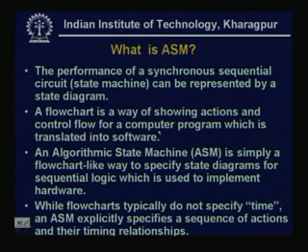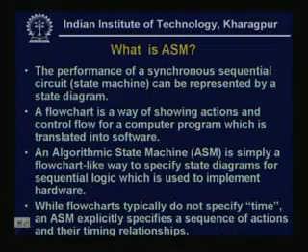Similarly, the performance of a synchronous sequential machine can also be represented by a flow chart, and this is called the algorithmic state machine chart. So, again it is a flow chart. We can say that this is a hardware flow chart. An algorithmic state machine is simply a flow chart like way to specify state diagrams for sequential logic, which is used to implement hardware. While flowcharts typically do not specify time, an ASM explicitly specifies a sequence of actions and their timing relationships.